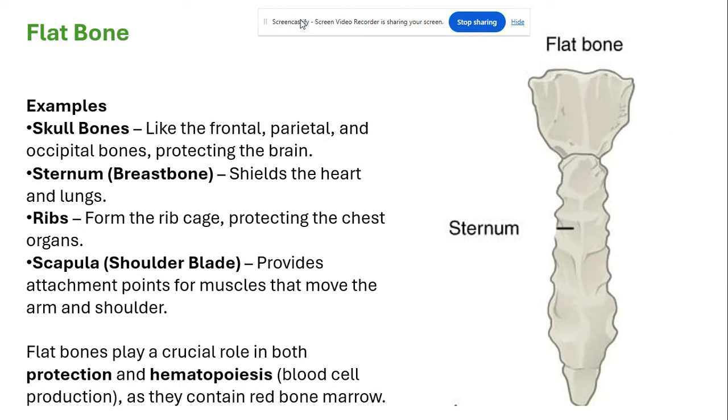Ribs form the rib cage, protecting the chest and the organs. Scapula provides an attachment point for muscles that move the arm and shoulder. Yes, so very important. Flat bones play a crucial role in both protection and hematopoiesis, blood cell production, as they contain red bone marrow.